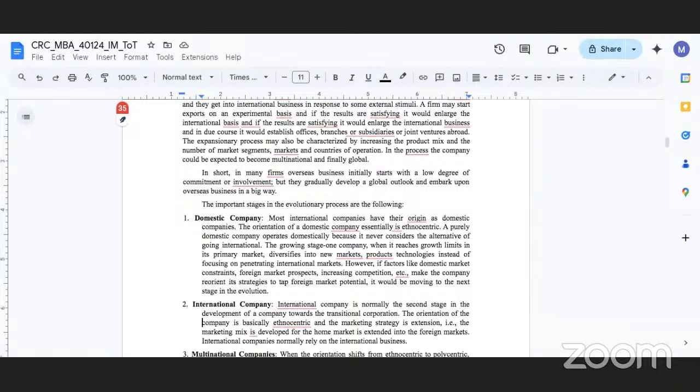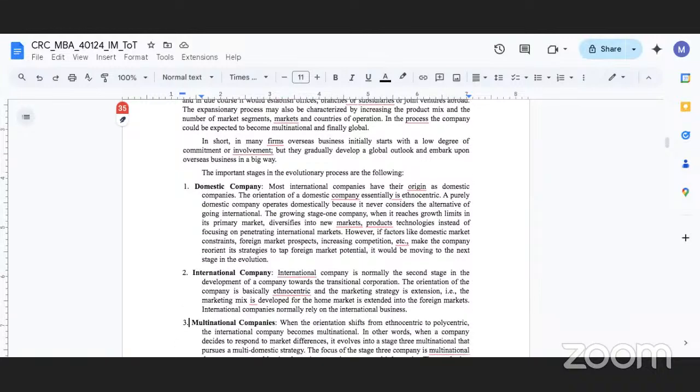So, in a domestic company, there is something called ethnocentric. That means I'm looking at my own country and how it is within my own known market. So the growing stage one company, when it reaches its growth limits in its primary market, that is its domestic market, diversifies into new markets, product technologies, instead of focusing on penetrating international markets. So this is the first step. First it talks in terms of new markets within the country and some changes in the product technologies.